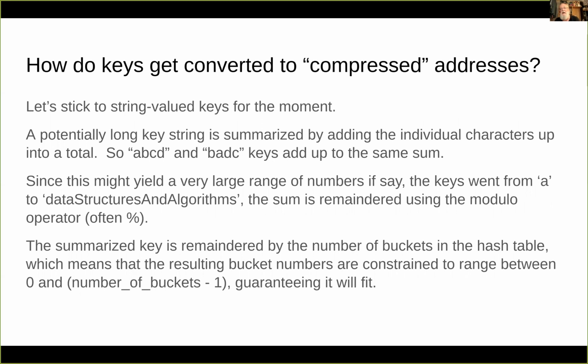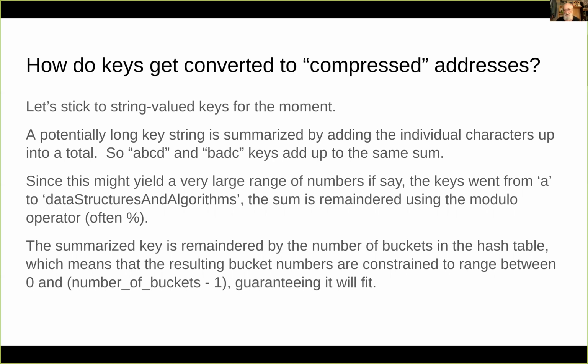So let's look at how keys get converted to compressed bucket addresses. For the moment, let's stick to string valued keys because those are the most common, but do know that a key could be any data type. A potentially long string key, to summarize that, you add the individual characters up into a total. So you do a little bit of arithmetic on the letters that comprise the key string. So if you get A, B, C, D, you add up the ASCII value of A plus the ASCII value of B plus C plus D, and you get a single number.